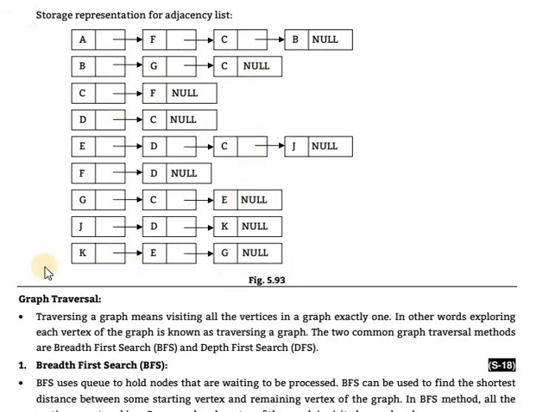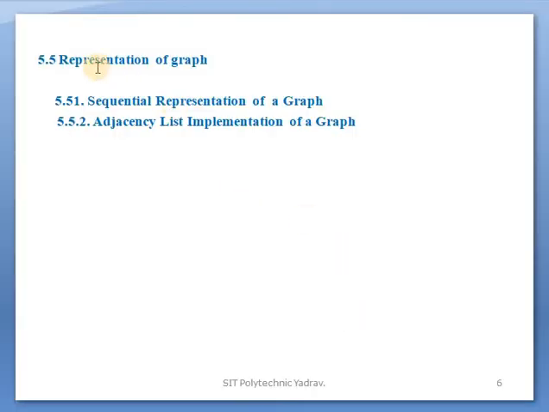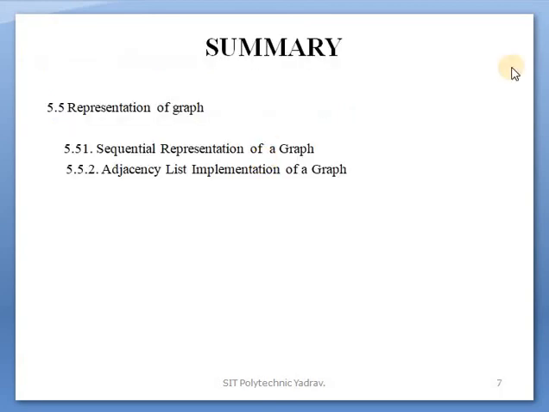The vertex list is displayed vertically, and the adjacent nodes are displayed horizontally. What does storage representation mean? Not matrix, sorry, adjacency list. Here we complete the representation of graphs under sequential representation and adjacency list. That is the summary of today's lecture. These points will be covered.